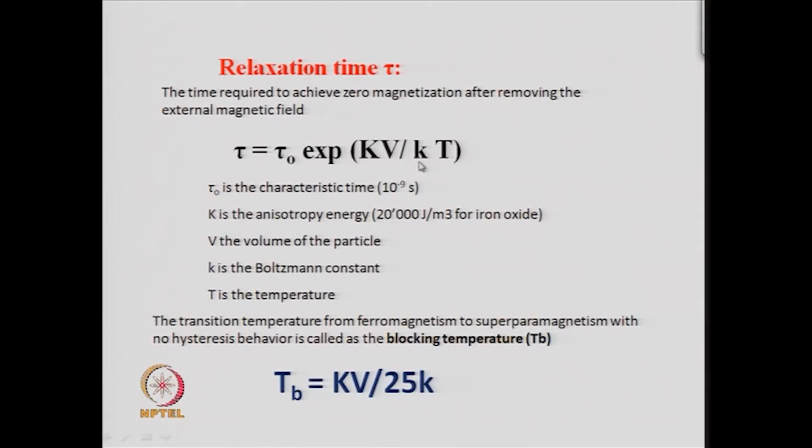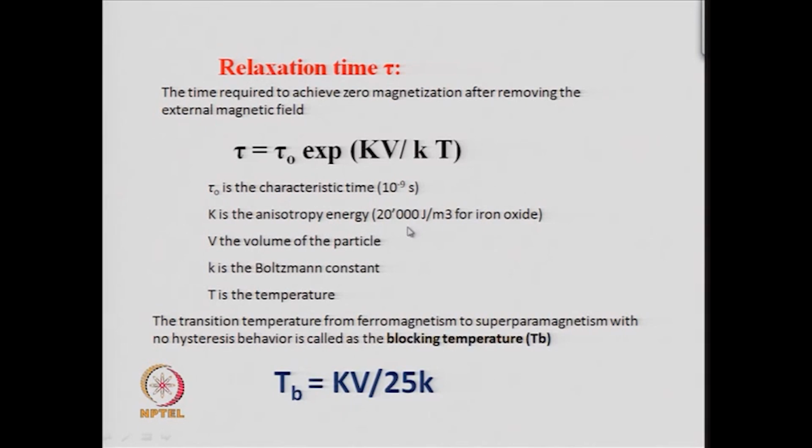The small k here is the Boltzmann constant, and capital K is something to do with the material. It is called the anisotropy energy, and it changes from material to material. So, for example, if the anisotropy energy is very large, then it will take much more time for the magnetization to decay to 0, because it is exponentially related to the capital K, which is the anisotropy energy.